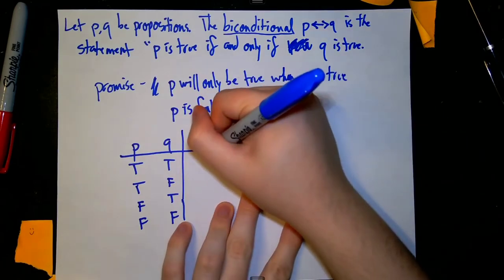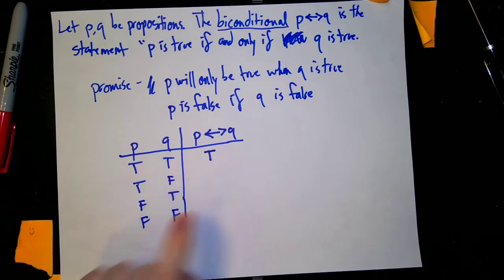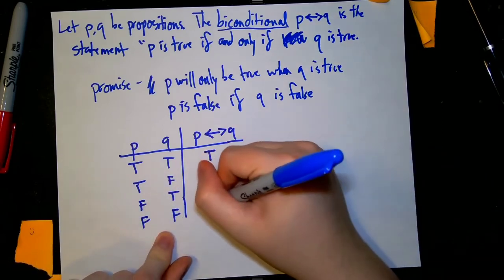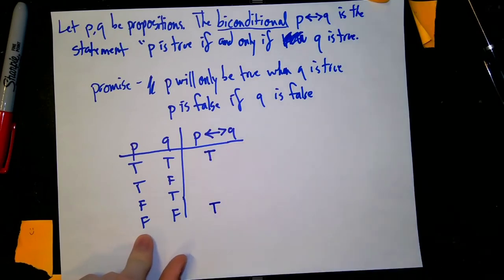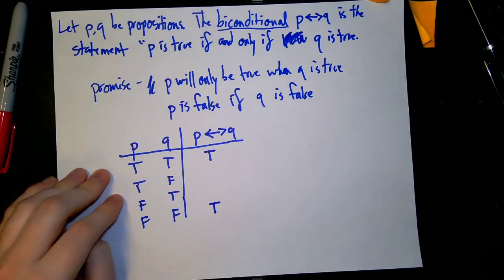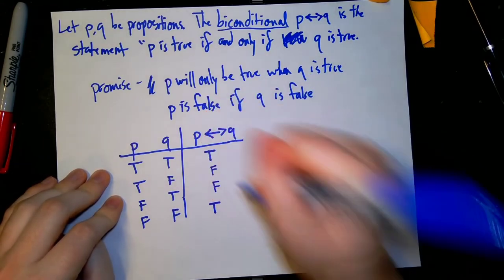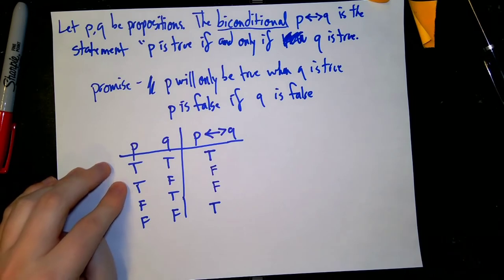So if we have P and Q both true, we have upheld our promise. If we have P and Q both false, we have also upheld our promise because we're claiming that the only way for P to be false is if Q is false, and the only way for Q to be false is if P is false. When we get here, this is where our promise starts to fall apart. If I'm saying you will only see P true with Q true, but only one of them is true and the other is false, then our promise is no longer valid. So that's when you get the statement being false.